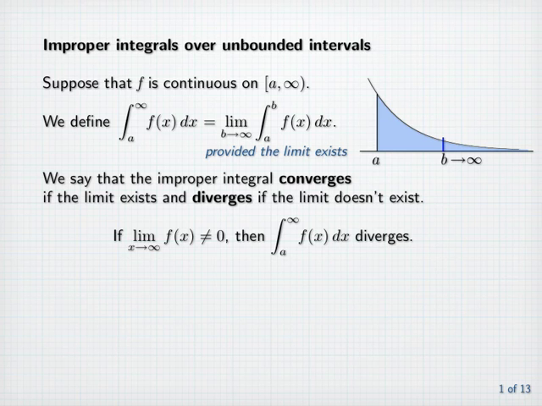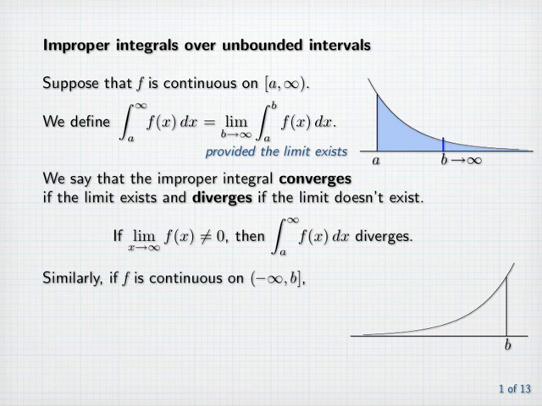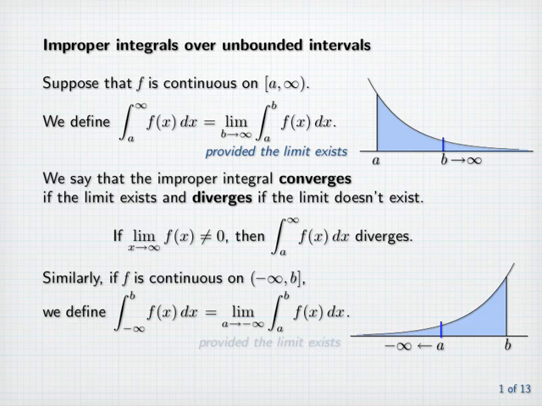Similarly, if f is continuous on a closed interval from minus infinity to b, we define the integral of f from minus infinity to b as follows. We think of an arbitrary left endpoint a less than b, integrate from a to b, and take the limit as a goes to minus infinity. So the integral from minus infinity to b of f of x dx equals the limit as a goes to minus infinity of the integral from a to b of f of x dx, provided the limit exists. And we speak of whether the limit exists in terms of the convergence or divergence of the integral. Also, if the limit as x approaches minus infinity of f of x is not 0, then this improper integral diverges.